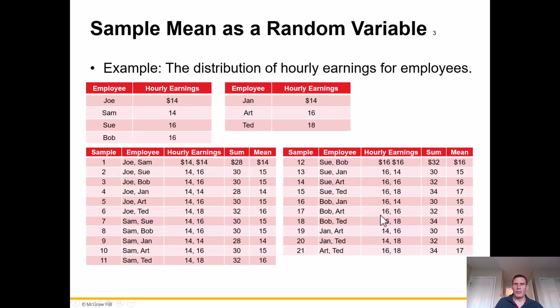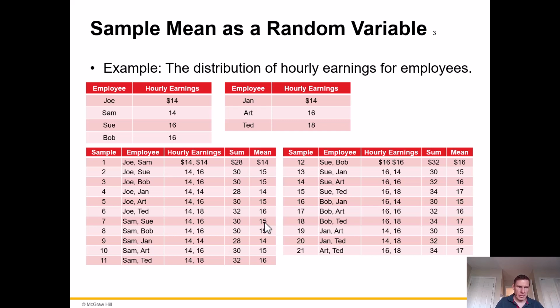So, example: the distribution of hourly earnings for employees. We've got 7 employees here, and we've got how much each employee earns. Like Joe earns 14, Bob earns 16, and so on. You can see the samples we've got here. The first sample is Joe and Sam. They both make 14. If you add those together, 28, divide by 2, because the mean is an average, right? Then if we pick one more, let's say sample 7, Sam and Sue: Sam makes 14, Sue makes 16. You can see the 14 and 16 here. If you add those together, 30, divided by 2, gives us that mean of 15.